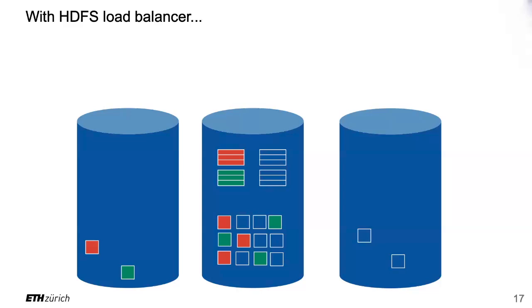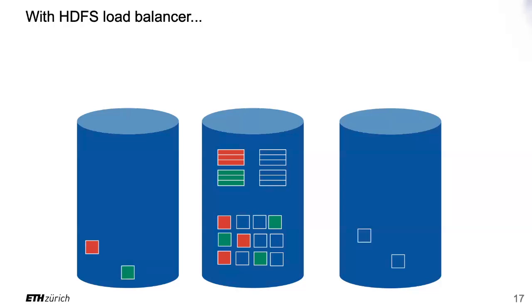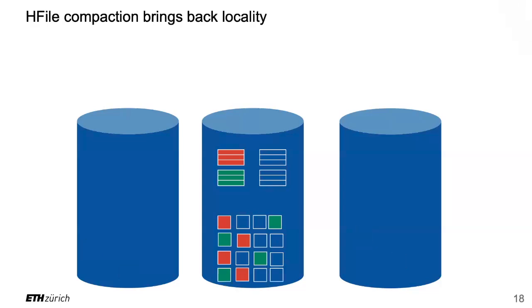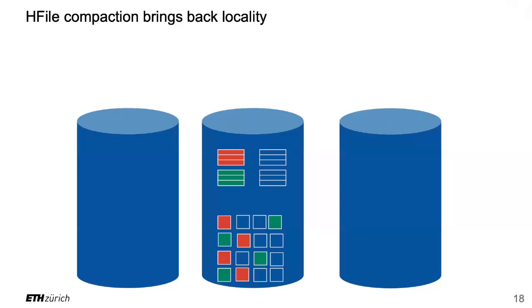But even if you have the load balancing, the next time you do a compaction, it will bring all the blocks back to the machine. Because when you compact, you're writing a new file. And when you write that new file, all of the first replicas of each block will go again to the same machine. So every time you compact, every time you flush, you bring back a copy of every block to the same machine, okay?